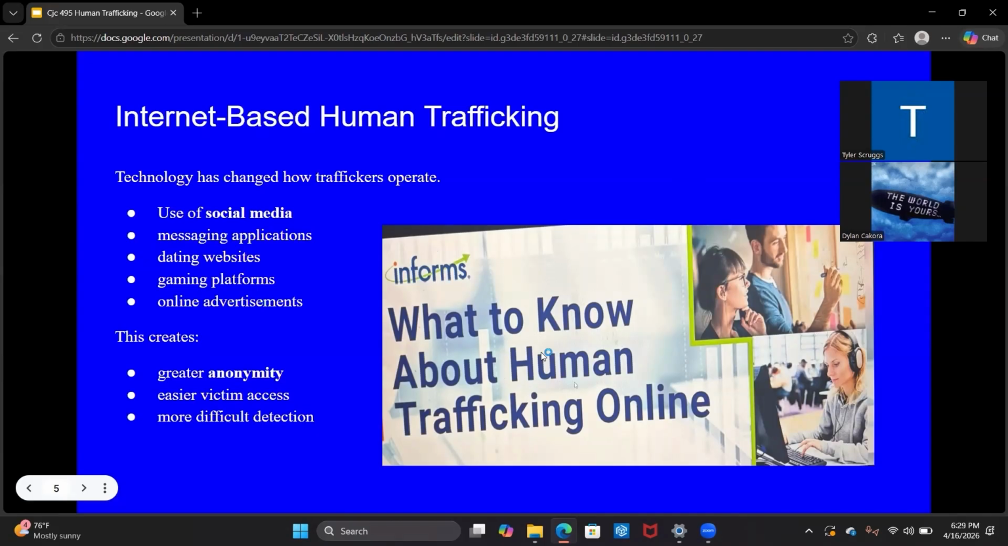Being in the 21st century, technology has changed how traffickers operate. The use of social media, messaging applications, dating websites, gaming platforms, and online advertisements are just one of many ways that traffickers like to use to coerce their victims. This creates greater anonymity, easier victim access, and more difficult detection. Traffickers now use the internet as one of their most powerful weapons for victim recruitment and control.